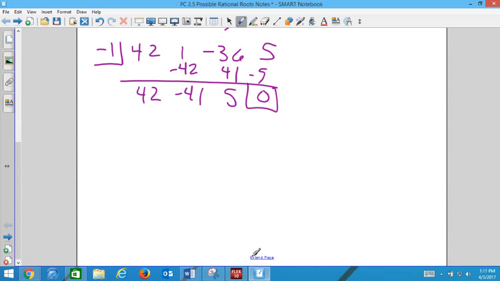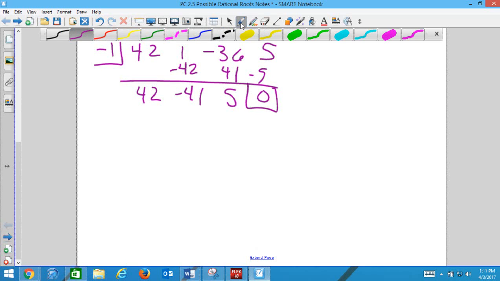And if you get a remainder of 0, yes, we really did find one of those zeros. We found one of the roots. We just have to find the rest of them. How many are left? We found one of them. How many are left? 2. Okay, if there are 2 left, that means this is quadratic.